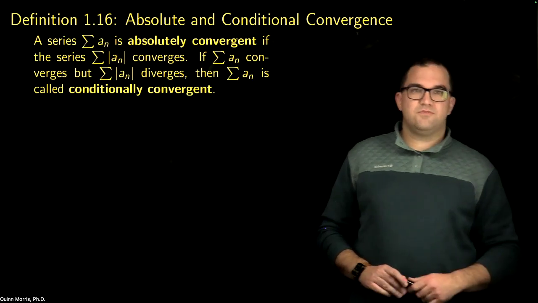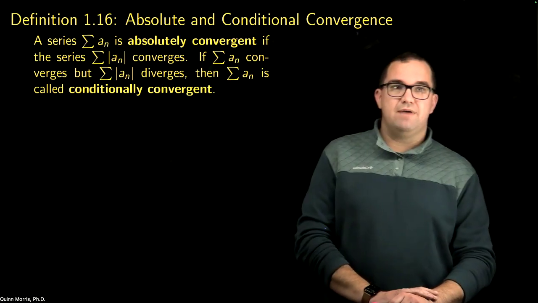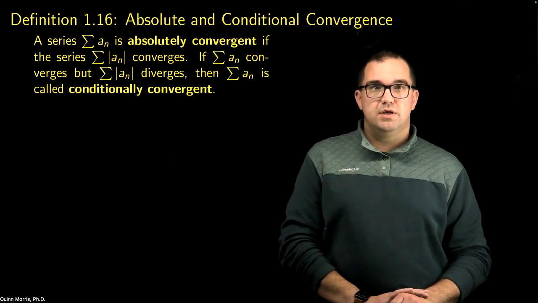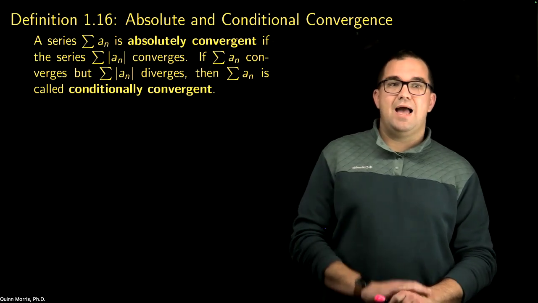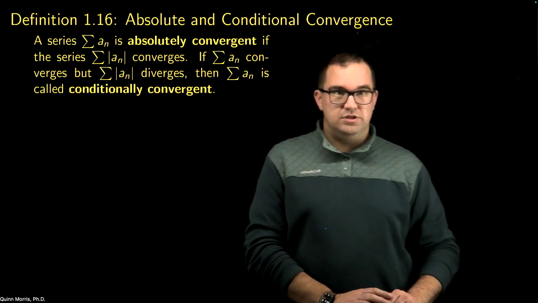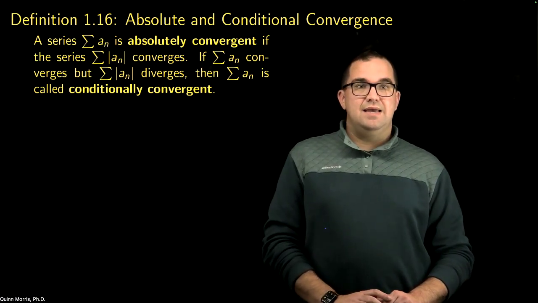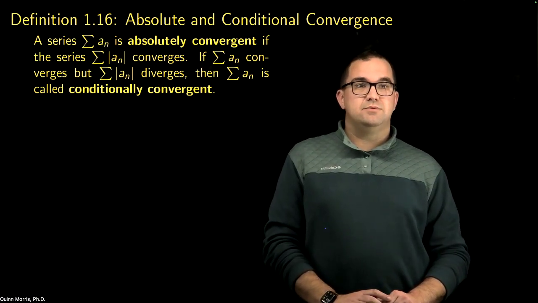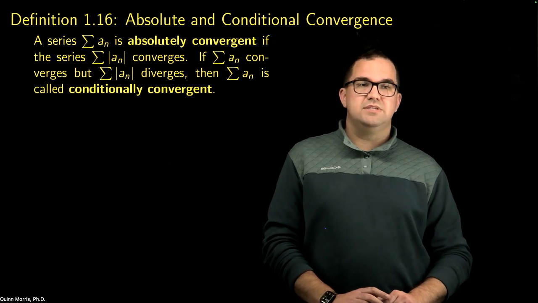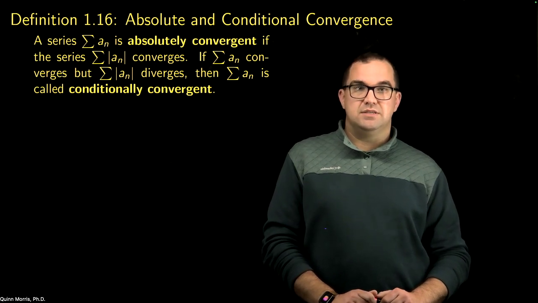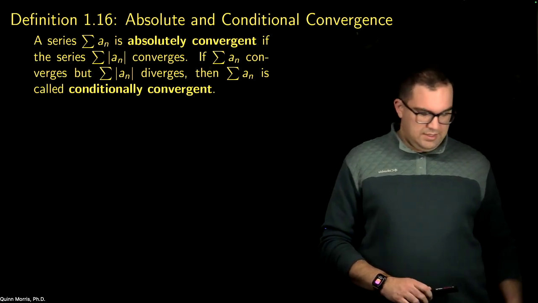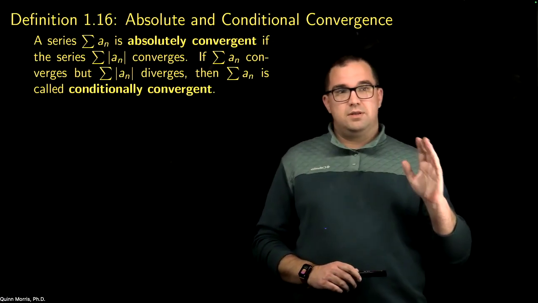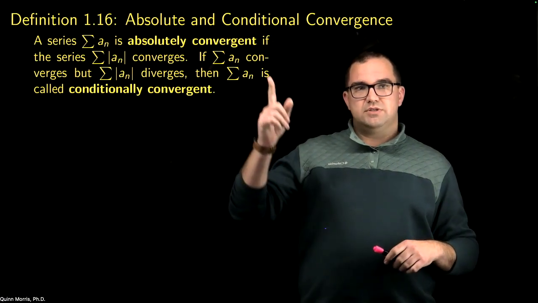So to begin, let's first just recall the definitions of absolute and conditional convergence. We say that a series a_n is absolutely convergent if the series of absolute values of a_n converges. If the series a_n converges, but the series of absolute values diverges, then we say the series a_n is conditionally convergent. So to make sense of this, we'll work through a couple of examples in a moment, but let's first notice a couple of things.